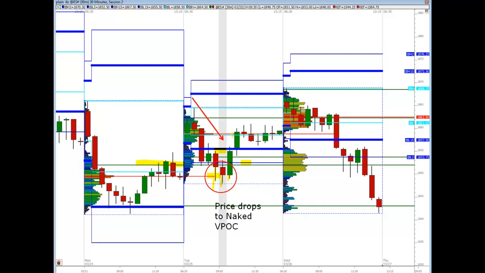Our next target would be the initial balance low, and notice how it coincides with the point of control for the day. So as far as trading on this particular day, we were not really able to move much further beyond the initial balance low for the day. We continued to hover around it.